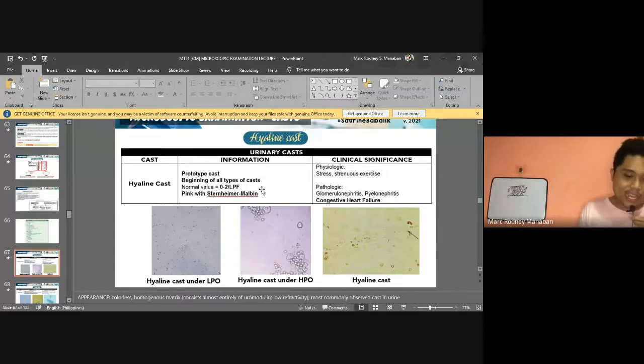Okay. And when you stain it with Sternheimer-Malbin, take note, its color is pink. So there was a question, I think, in the boards: using the Kova stain, what is the color of your hyaline cast? When you say Kova stain, we have mentioned that the Kova stain is a brand of Sternheimer-Malbin. So take note of that. Therefore, the color is pink.